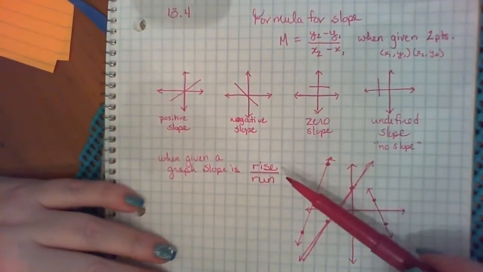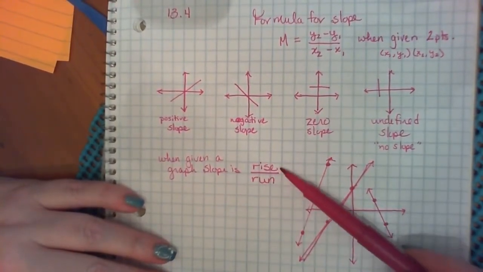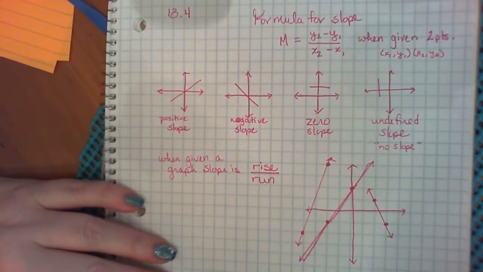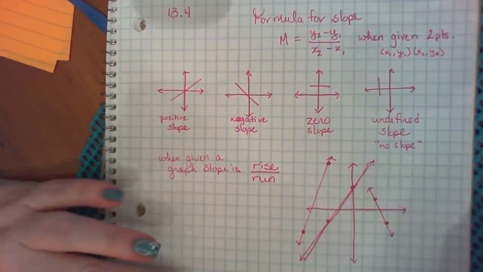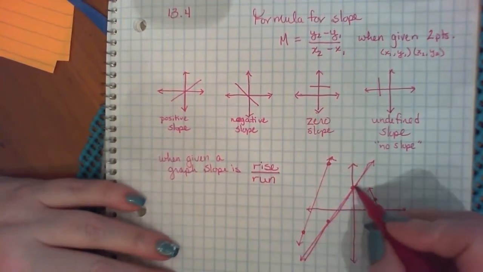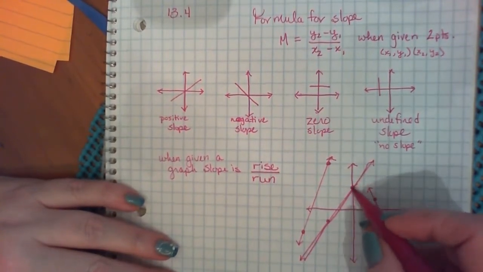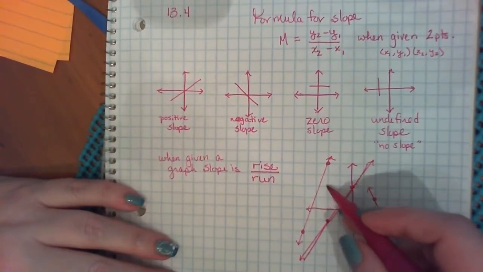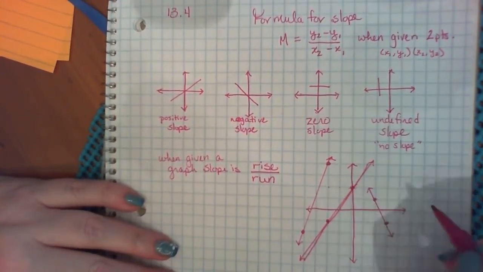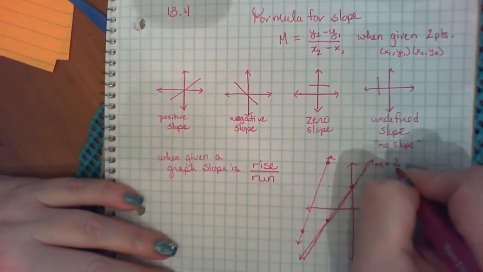And then the ever important, when given a graph, you find the slope by using rise over run. So I'm hoping you remember this. For this one right here, it's not drawn real pretty, so I made sure to show you some dots. Rise over run is how far it takes to get from the bottom point up to the top point. So from here, we have to go up 1, 2, 3, and then over 1, 2, which makes our slope for this one 3 over 2.